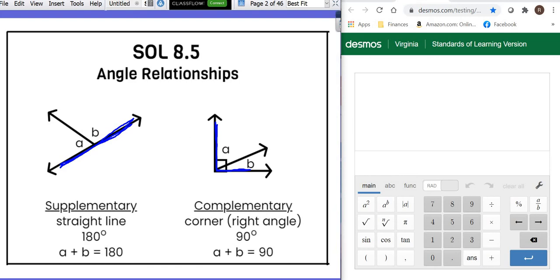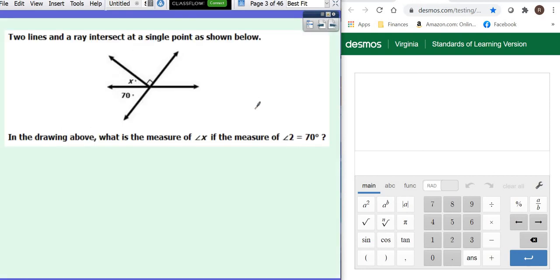All right, here we go. Let me go to the next one. This says, two lines and a ray intersect at a single point as shown below. So look at the picture. In the drawing above, what is the measure of angle X if the measure of angle 2, which is right here, marked 70, is 70?